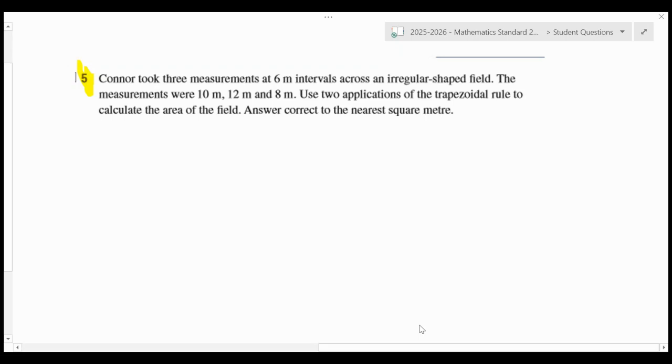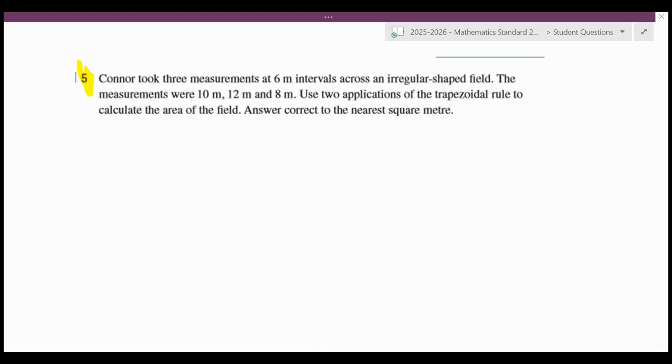Alrighty, question 5. Once again, still from exercise 6C, trapezoidal rule. Connor took 3 measurements at 6 metre intervals across an irregular shaped field. The measurements were 10, 12, and 8 metres. Used 2 applications of the trapezoidal rule to calculate the area of the field. We're going to do it to the nearest square metre.